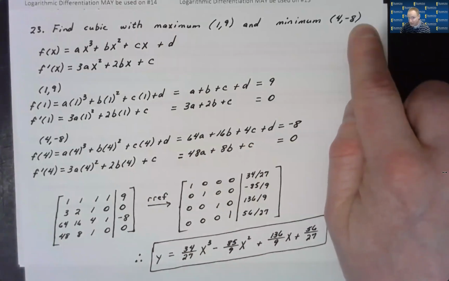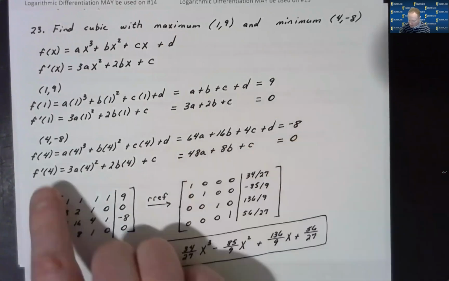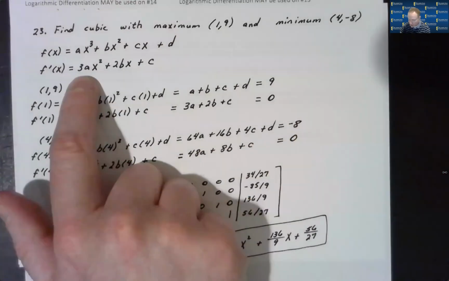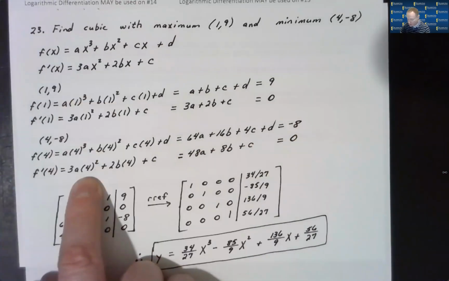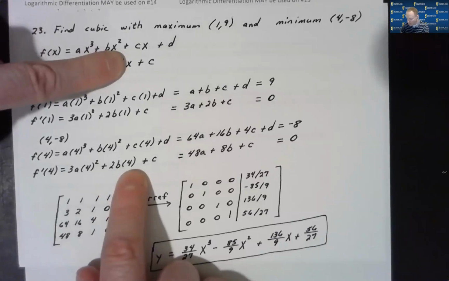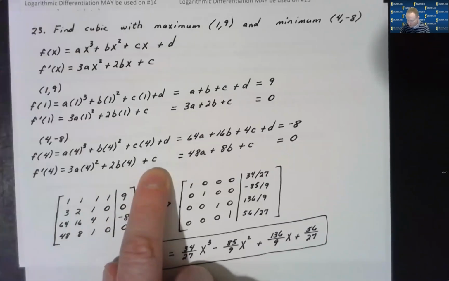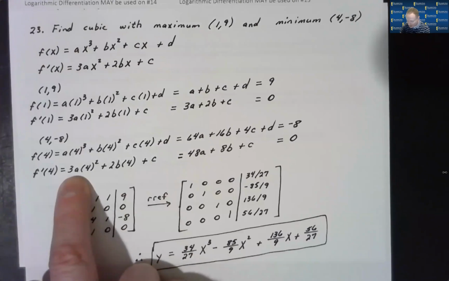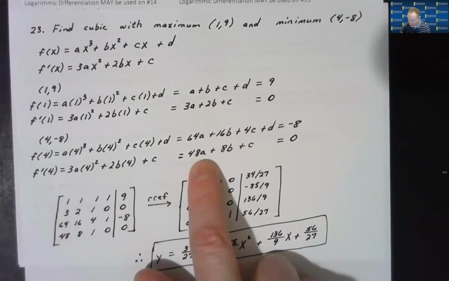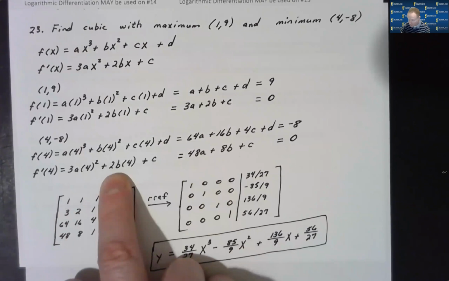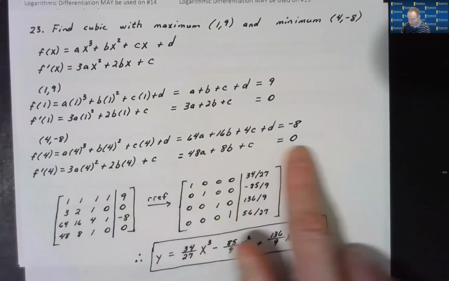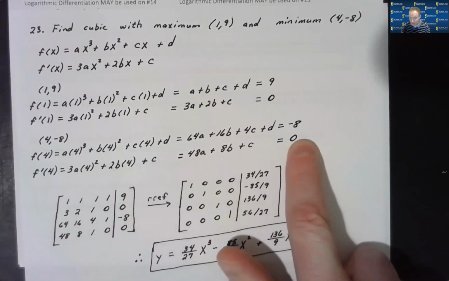Now, since that's a minimum value, again, we know the function has to flatten out when x is 4, so its derivative has to be 0. So if I plug 4 into the derivative equation, you would get 3a times 4 squared plus 2b times 4 plus the c value. That's going to give you 3a times 16, which is 48a, plus 8b plus c equal to the derivative, which we absolutely know must be 0.